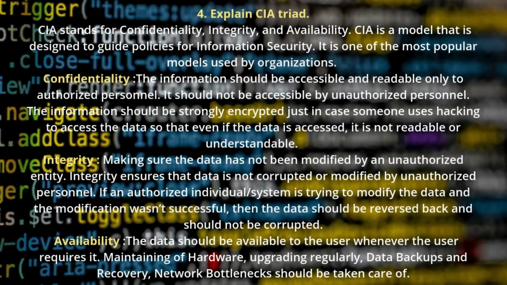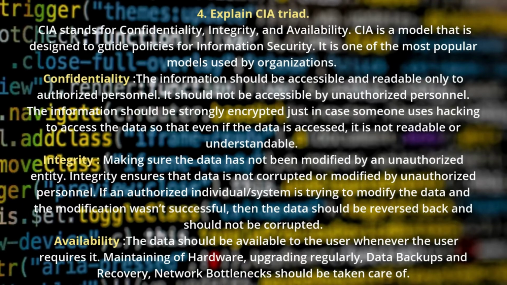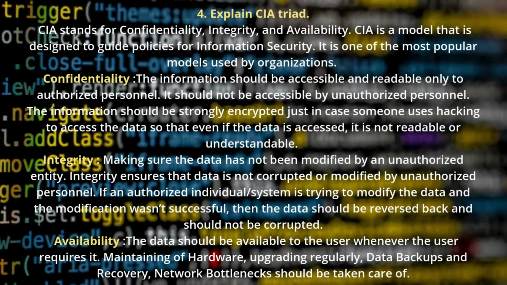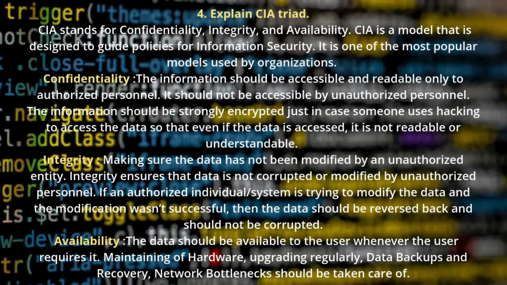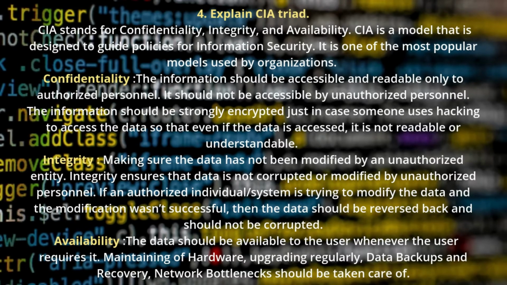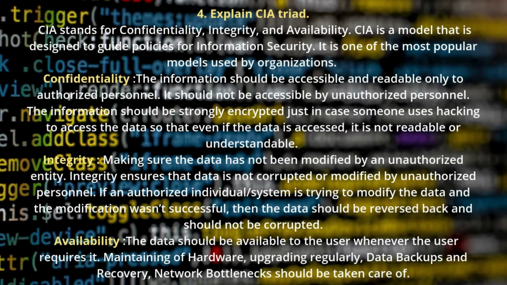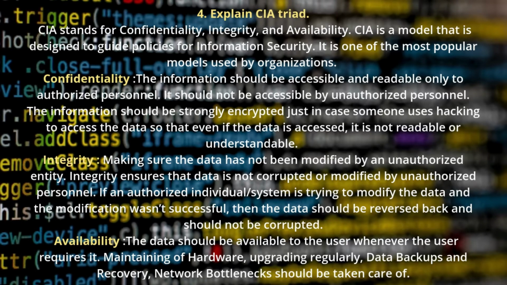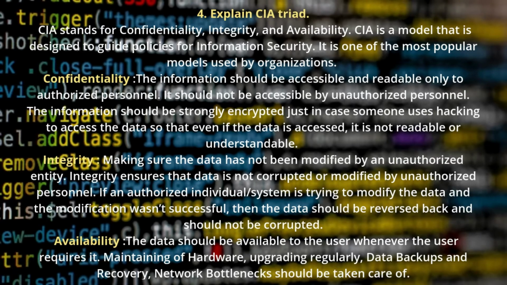4. Explain the CIA triad. CIA stands for confidentiality, integrity, and availability. CIA is a model that is designed to guide policies for information security. It is one of the most popular models used by organizations. Confidentiality. The information should be accessible and readable only to authorized personnel. It should not be accessible by unauthorized personnel. The information should be strongly encrypted just in case someone uses hacking to access the data, so that even if the data is accessed, it is not readable or understandable.